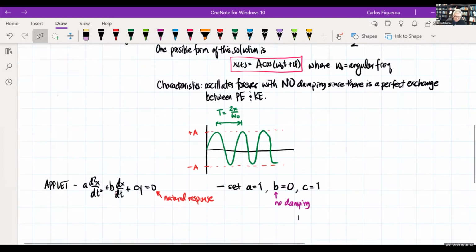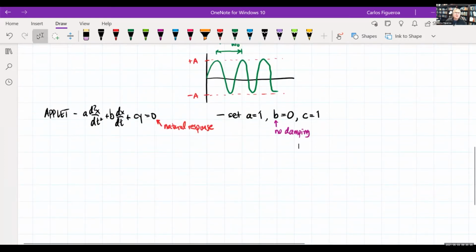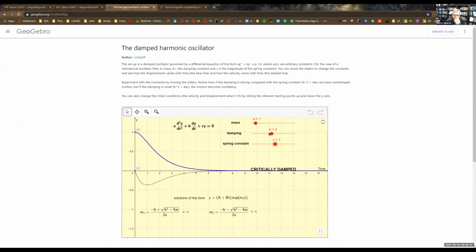So then let's go look at this thing. If I go share my screen with you, it looks like this. So A, I'm going to set to 1. There's the mass. So the damping, I got to set to 0.